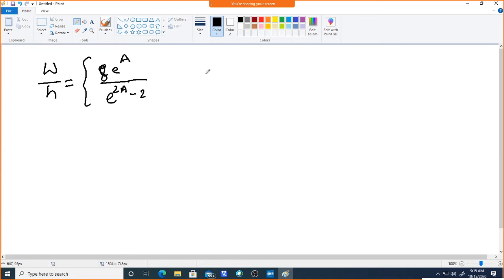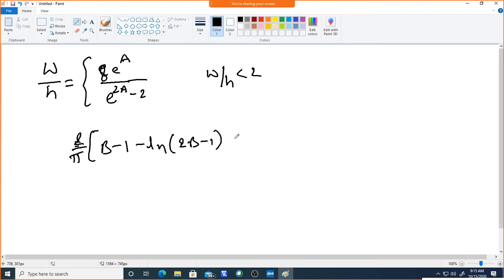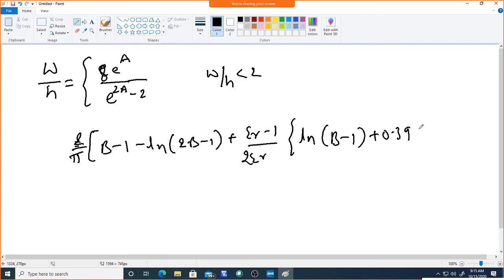This is for W by H less than 2, and similarly for W by H greater than 2 it is 2 by pi into b minus 1 minus ln of 2b minus 1 plus epsilon r minus 1 by 2 epsilon r, which is 2 into epsilon r into ln of b minus 1 plus 0.39 minus 0.61 divided by epsilon r.